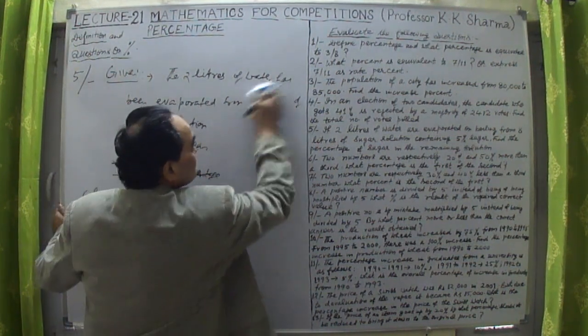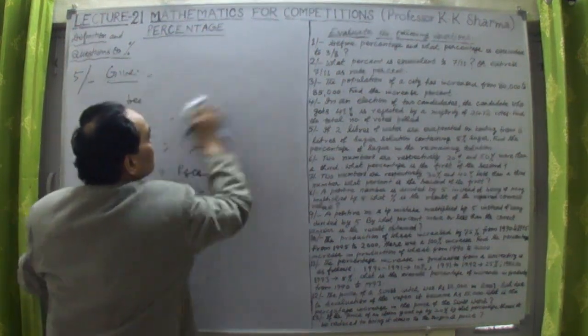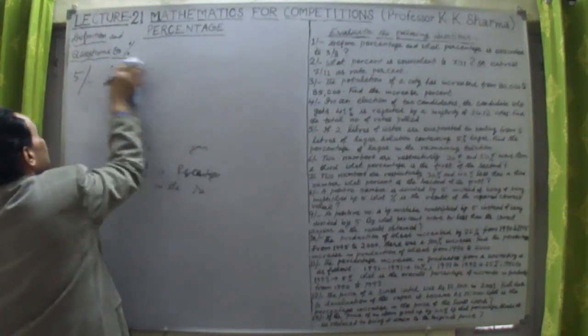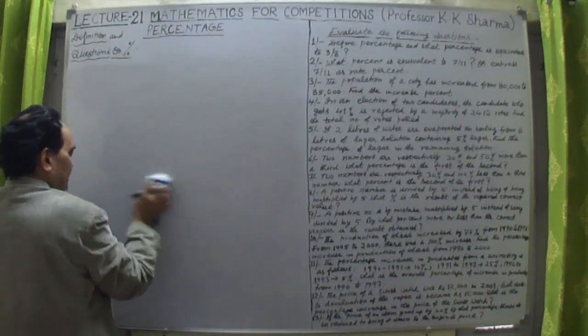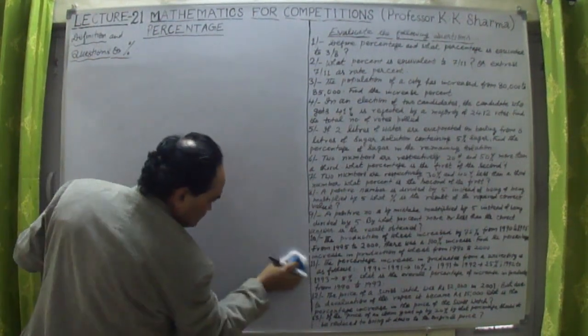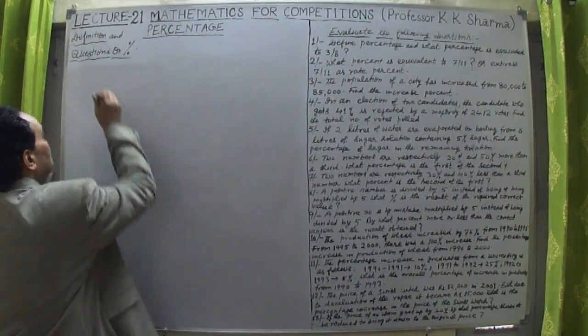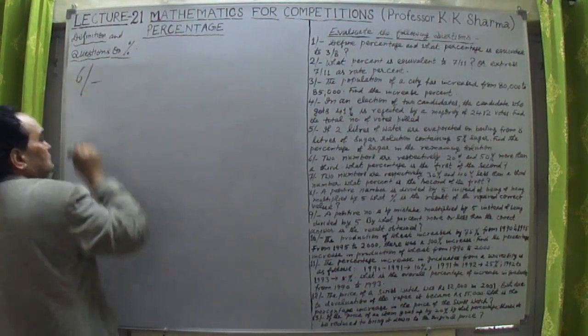So question number 5 we have completed. Let us take question number 6. Let me check that. What does it say? So question number 6 is of what kind? Let us talk about question number 6.